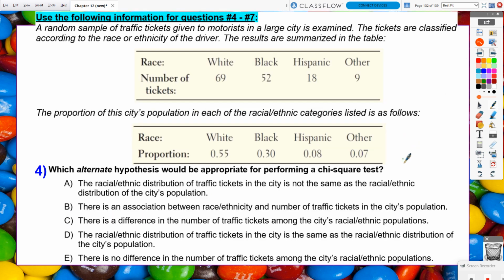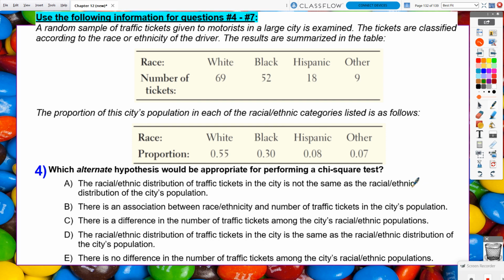All right, new context. A random sample of traffic tickets given to motorists in a large city is examined. The tickets are classified according to the race or ethnicity of the driver. The results are summarized in the table. So we've got white, black, Hispanic, and other, and the number of tickets listed out here. Then it says the proportion of this city's population in each of the racial/ethnic categories is as follows. The city overall has a population that is 55% white, 30% black, 8% Hispanic, and 7% other. So which alternate hypothesis would be appropriate for performing a chi-square test?